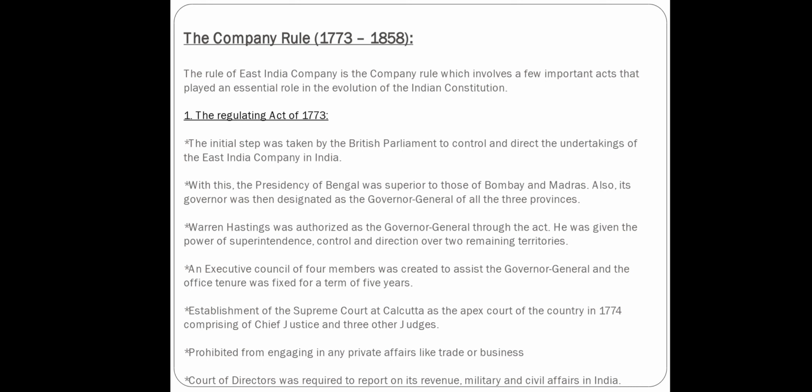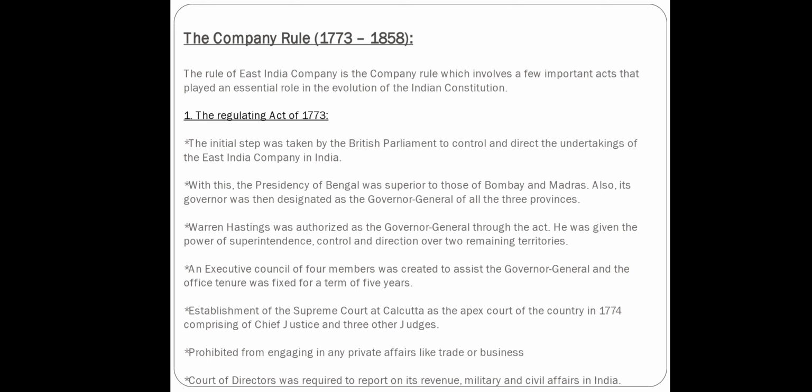Now please note, at the top is the Chief Justice, and then the other three judges, and all these three or four judges were Britishers. Now this Regulating Act prohibited the private individuals under the company from engaging in any private affair or trade, or any commercial activity with private individuals or even the other states of India. Now, the Court of Directors was required to report on its revenue, military, and civil affairs in India.